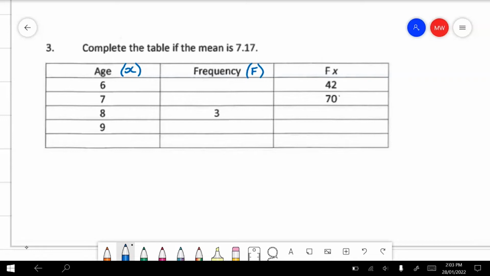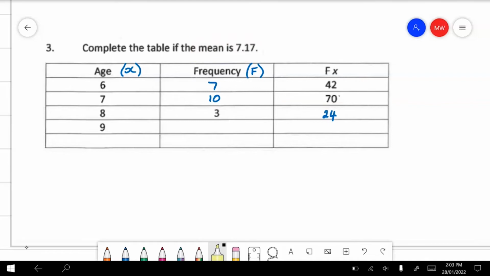So I know that 6 7s are 42, so I can fill that one in. I know that 7 10s make 70, and I can see that 8 3s make 24. But then in the final column there, I'm really lacking a lot of information, not enough to really fill anything out. So now I look back at the original question, and it's telling me that the average is 7.17, so I'm going to have to work with that.